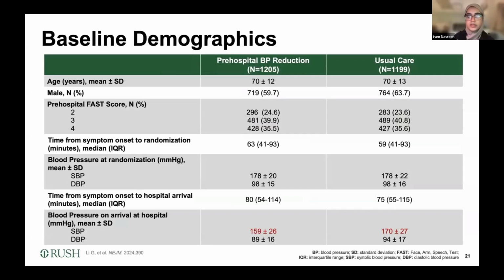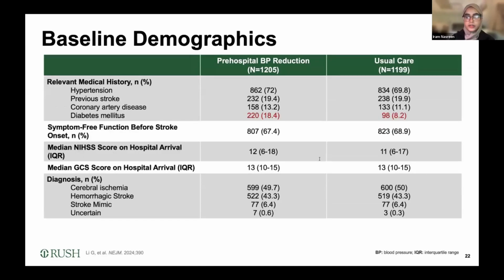Patients in both groups were randomized by around 60 minutes from symptom onset. Baseline systolic pressure in both groups was 178, and they arrived at the hospital around 75 to 80 minutes after their symptom onset. And unsurprisingly, the systolic blood pressure at hospital arrival was lower in the pre-hospital group at 159 as opposed to 170 in the usual care group that did not have IV antihypertensives given prior to arrival.